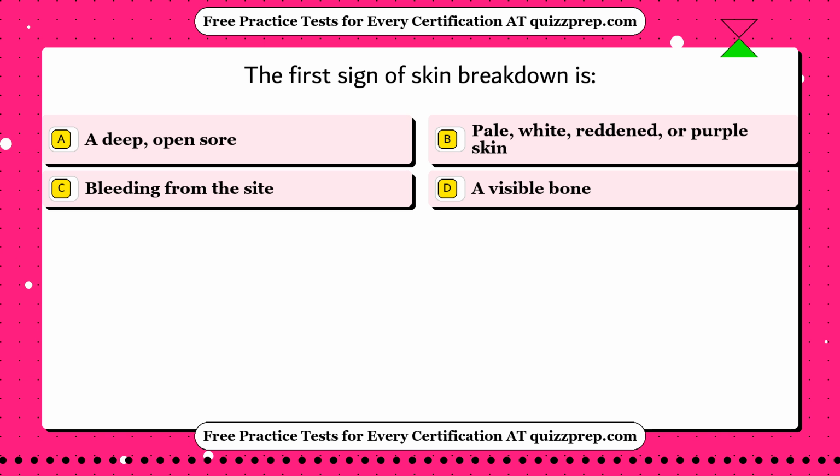Question 82. The first sign of skin breakdown is: Option A, a deep, open sore. Option B, pale, white, reddened, or purple skin. Option C, bleeding from the site. Option D, a visible bone.